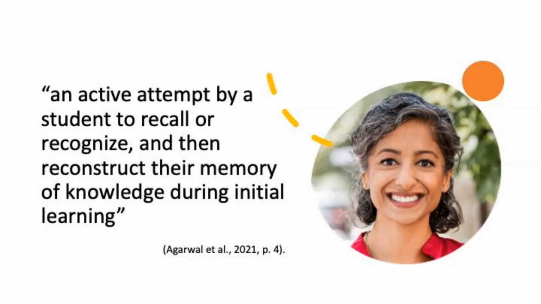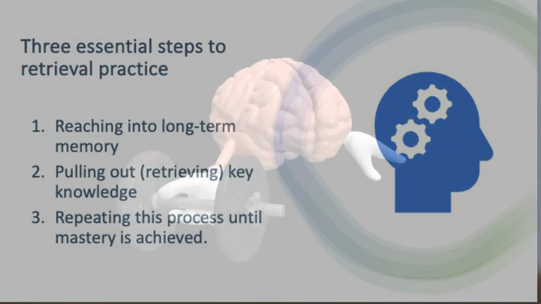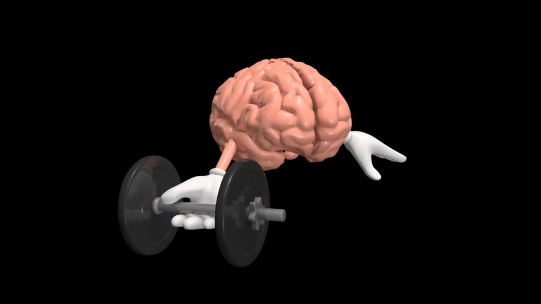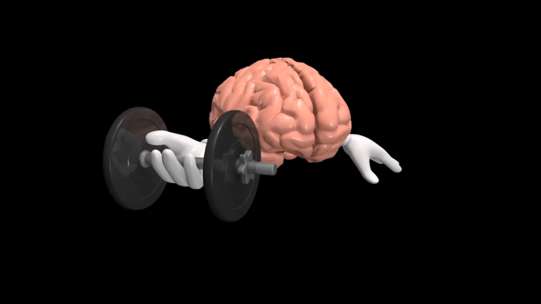So the idea of retrieval practice involves at least 3 crucial steps. Number 1 is reaching into long-term memory. Number 2 is pulling that information or that knowledge out of long-term memory. And number 3 is repeating this process until mastery is achieved. So by going through those steps over and over again, you strengthen the memory, and so you increase the probability that you successfully retrieve that memory in future.